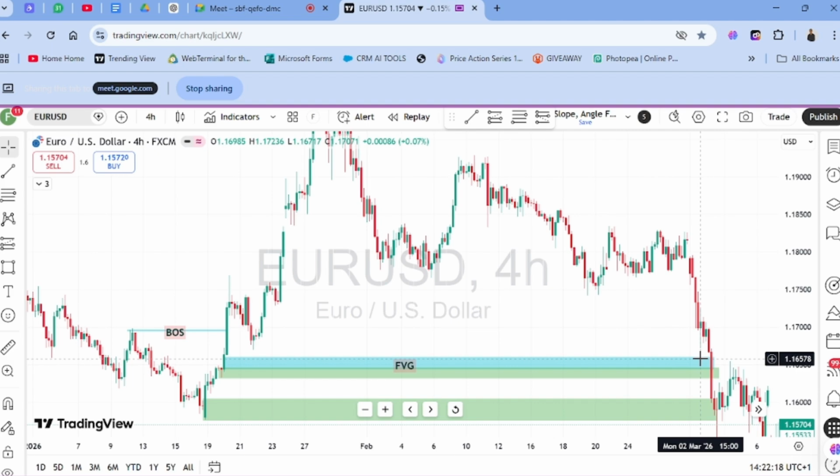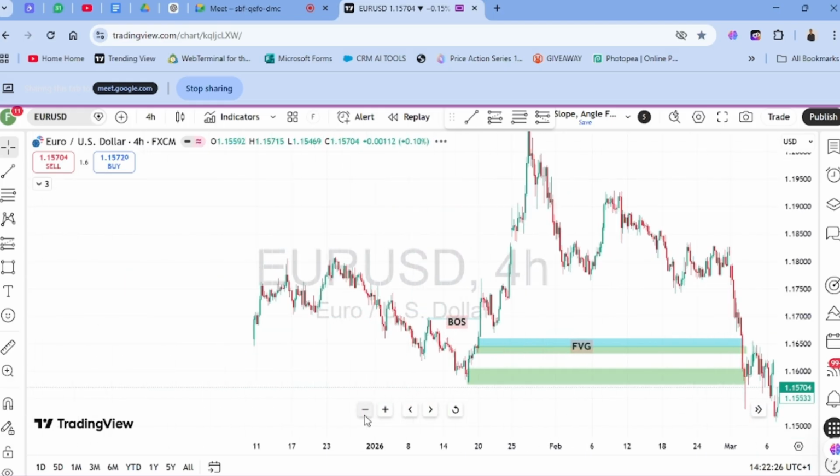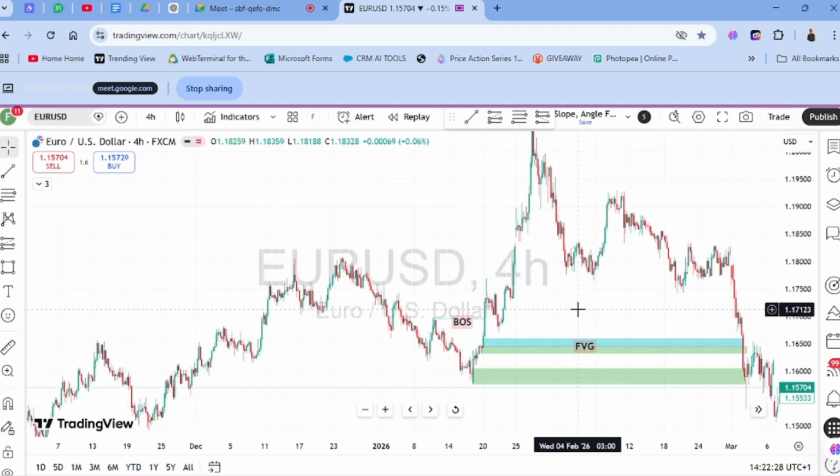Do you get it? So these are two entry criteria that we use for this type of scenario, and it gives you a high win rate. Like I'm talking about around 70% win rate. Okay.